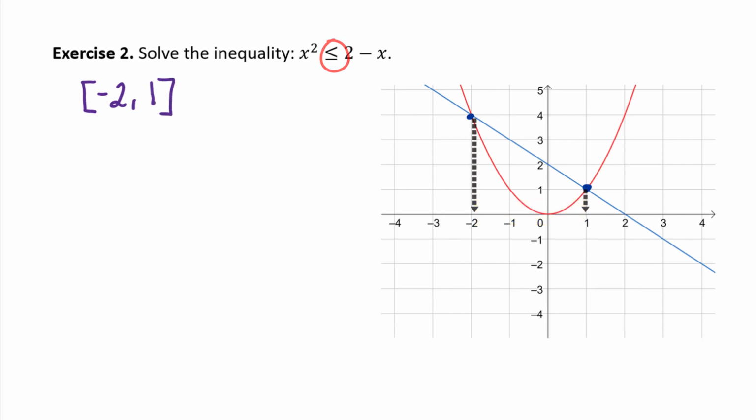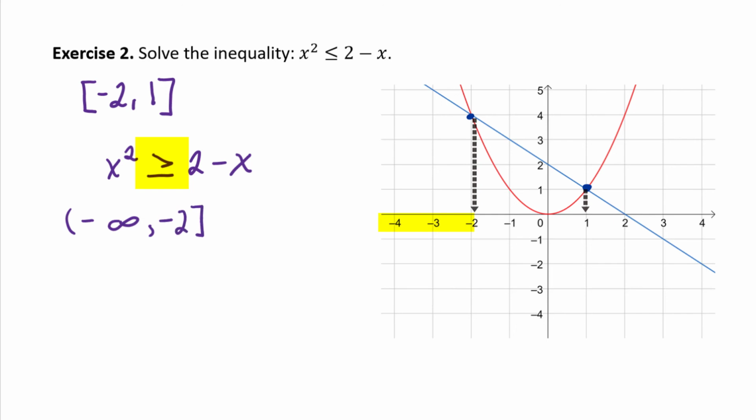To ensure understanding, let's solve the inequality when the direction of the inequality is switched. That is, let's solve for x squared is equal to or greater than 2 minus x. From the graph, we observe that the graph of the squared function is greater than or above the graph of the linear function. First, from negative infinity all the way to negative 2, we'll include the negative 2, and so we use the union notation, again from 1, which we include all the way to positive infinity.